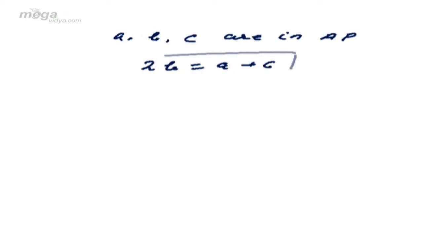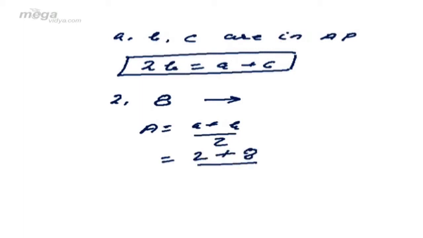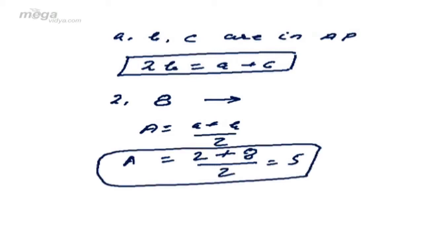But suppose in questions the conditions are given like this: a, b, c are in AP. In that case, you can use 2 times b is equal to a plus c. This is the condition for AP. Suppose the two terms are given as 2 and 8, and you want to find the arithmetic mean between them. You can use the formula A is equal to (a plus b) by 2. Here a is 2 and b is 8. It becomes (2 plus 8) by 2, that is 5. This is the arithmetic mean between 2 and 8.